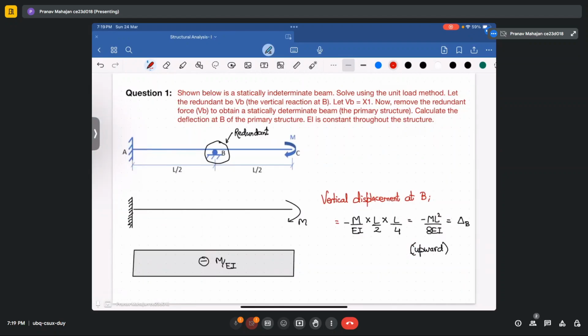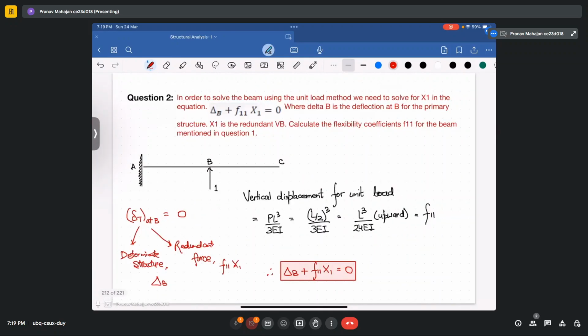Then we have solved the problem for the method of consistent deformation, wherein first we remove the redundant force, then solve for the vertical displacement using the moment area method. Then we remove all the external loading, provide a unit load at the point where the redundant force is considered, and again calculate the vertical displacement for the unit load, and we call this the flexibility coefficient. Because what is the definition of flexibility? It is defined as the deformation produced under unit load. So if the unit load is applied, the deformation that is obtained is the flexibility coefficient.